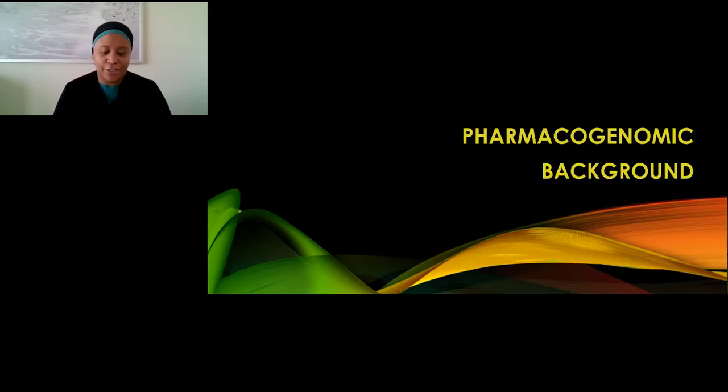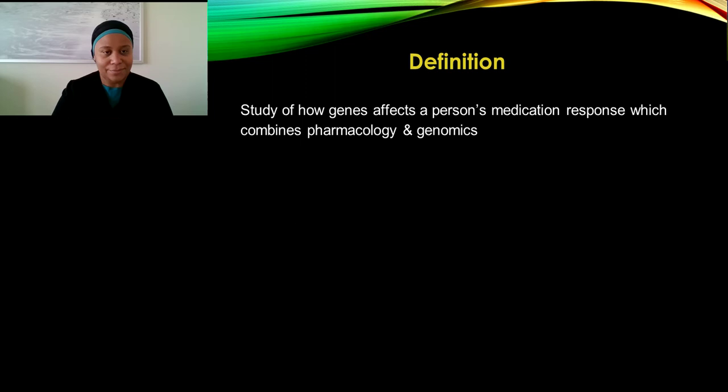We can now go to the background of the science of pharmacogenomics and what it is. The definition is the study of how genes affect a person's medication response. And the thing with genomics is that it has to take into consideration the pharmacology on top of the genomics if we want to get an entire precision medicine response.